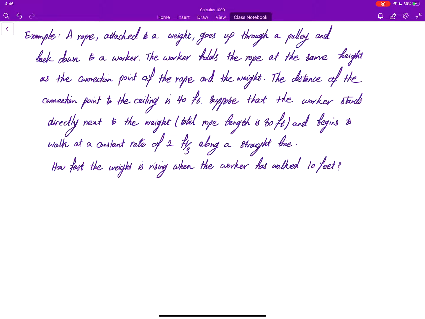So we have a rope which is attached to a weight. Let me sketch something here. It is attached to a weight and then the rope goes up, goes through a pulley and then comes down, and exactly at the same level as the connection of the rope to the weight, we have a worker keeping the rope. The distance of the connection point to the ceiling is 40 feet. So as a result, the length is 80 feet.